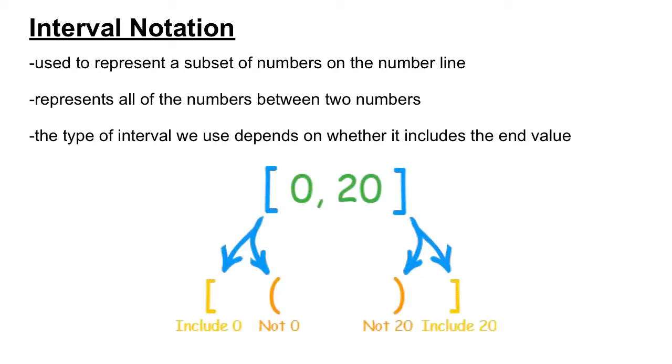First, let's review interval notation. Interval notation is used to represent a subset of numbers on the number line. It represents all the numbers that are between those two numbers, and the type of interval that we use depends on whether it includes the end value. So what that means is if it includes 0, we would use a bracket, and if it includes 20, we use a bracket, versus if it does not include 0, we use a parentheses, and if it does not include 20, we use a parentheses as well.